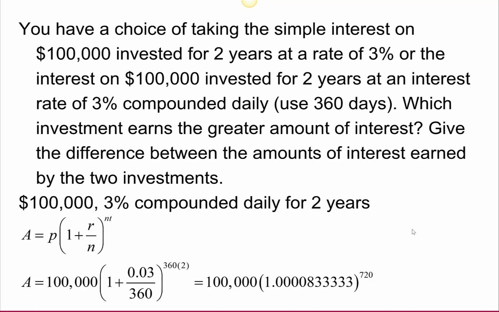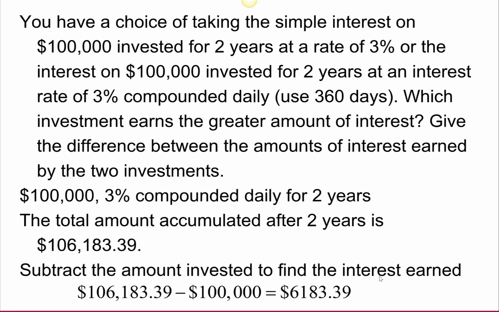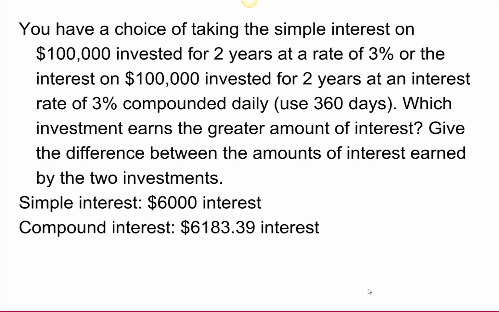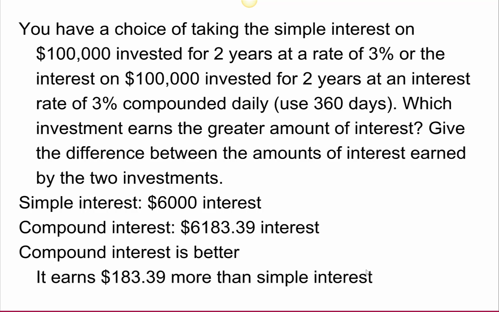Now we're going to do the compound formula. So here's our formula. It's 3%, 360 days, compounded daily. We simplify inside the parentheses and get this number here. We're going to raise it to 720, since it's 2 years daily. And we come up with the accumulated amount. So in order to find the interest, we need to subtract the amount invested, which was $100,000. So here we'd earn $6,183.39. Simple interest was $6,000, compound interest was $6,183.39. So the compound interest is better. It earned $183.39 more than the simple interest.